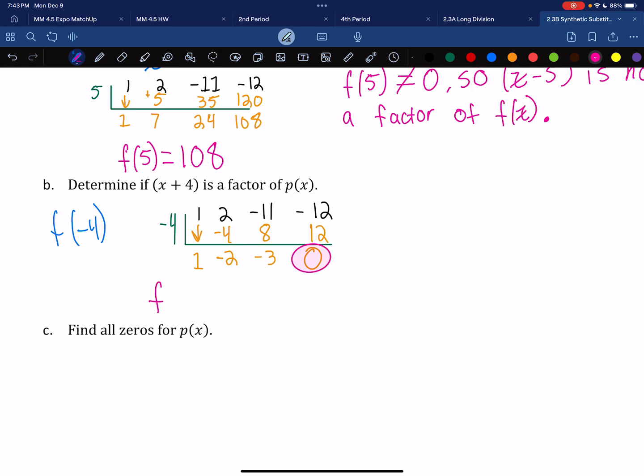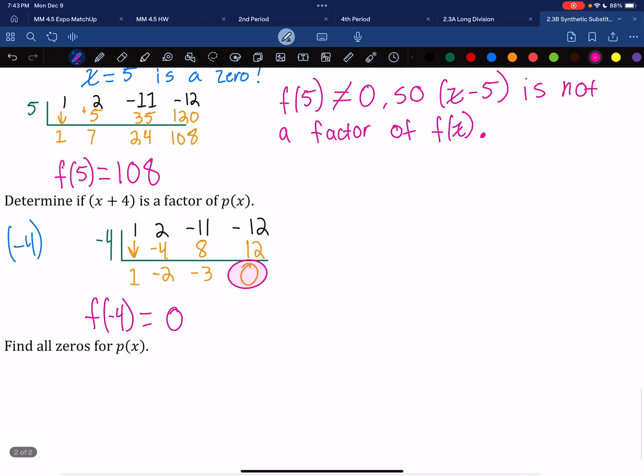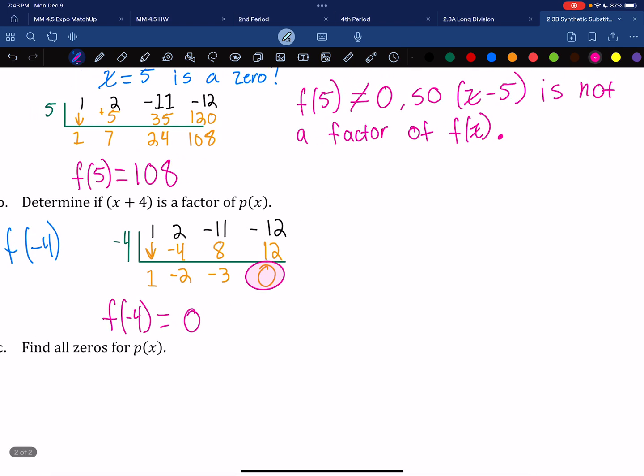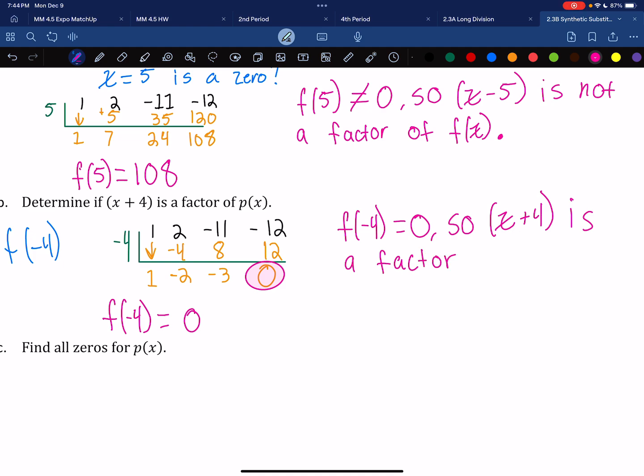So since f of negative 4 equals 0, that means negative 4 is a 0. So that means x plus 4 is a factor. So f of negative 4 does equal 0, so x plus 4 is a factor of f of x.